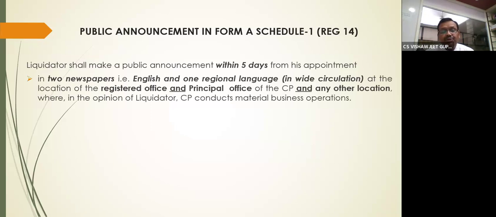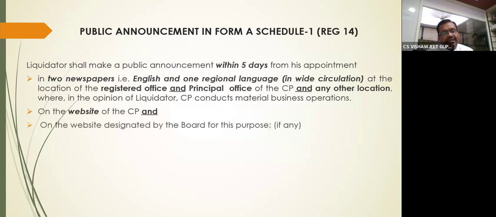Now, the public announcement is to be made in two newspapers, one in English and one in a regional language, in wide circulation at the location of the registered office and principal office of the CP, and any other location where, in the opinion of the liquidator, CP conducts material business operations. So at all places, you will have to make publication in two newspapers if the corporate person is carrying on business there. You will also have to make a public announcement on the website of the CP, or any other website designated by the board for this purpose, if any.